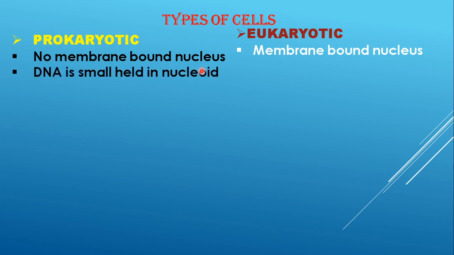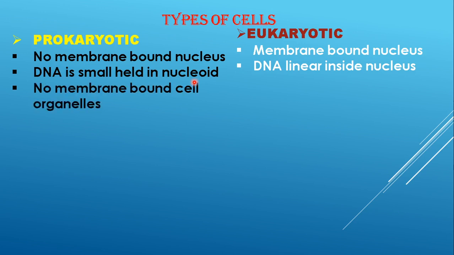DNA is small, held in a nucleoid. Here the DNA structure is very small. It is simply held within a structure called a nucleoid. In our further lessons we will learn more about nucleoids. Then in eukaryotes the DNA is linear and it is present inside the nucleus, that is, it has a covering.